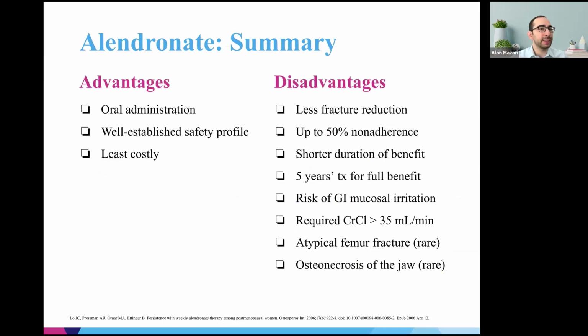In summary, alendronate does have some key advantages. There's oral administration, a well-established safety profile, and it's the least costly. However, there are meaningful disadvantages.